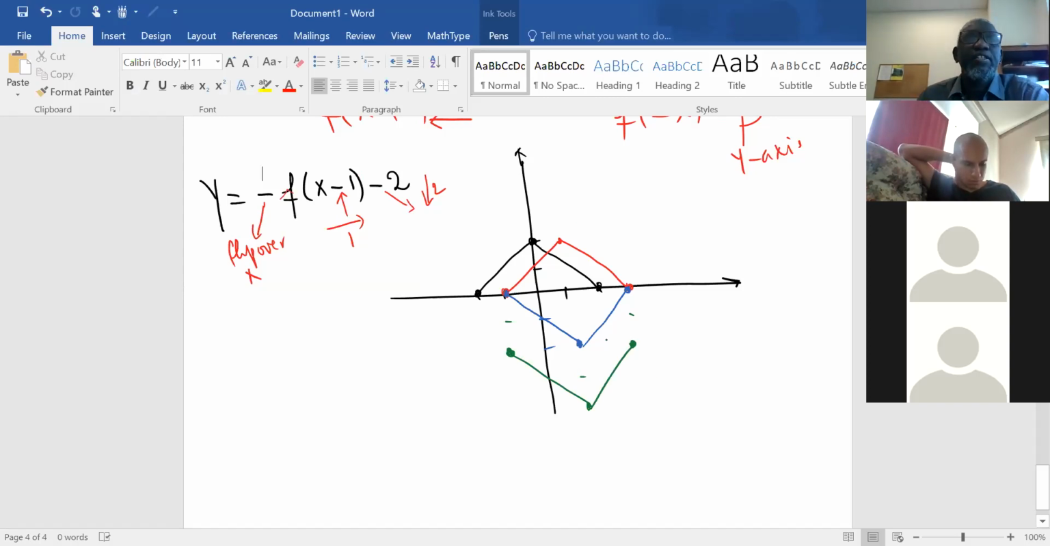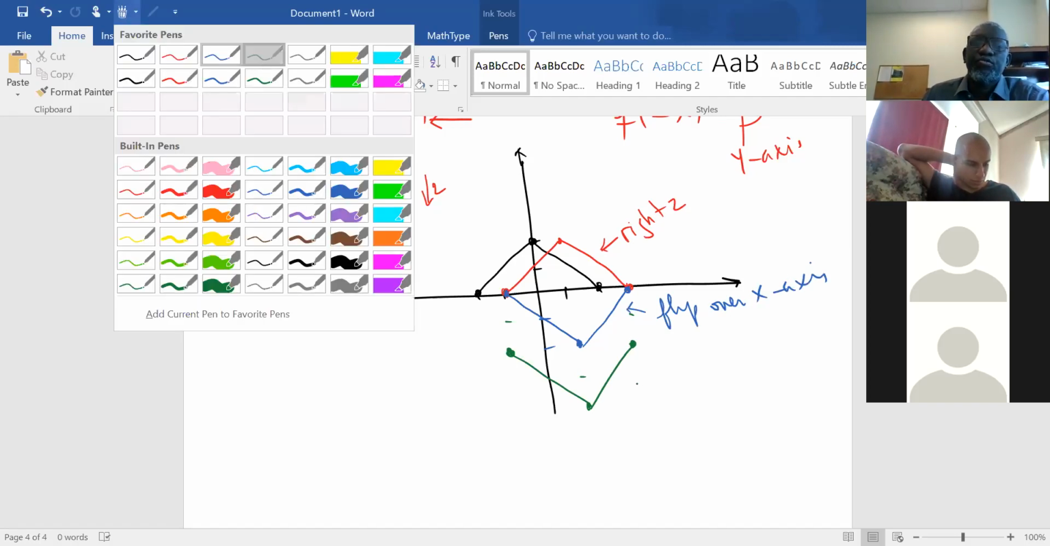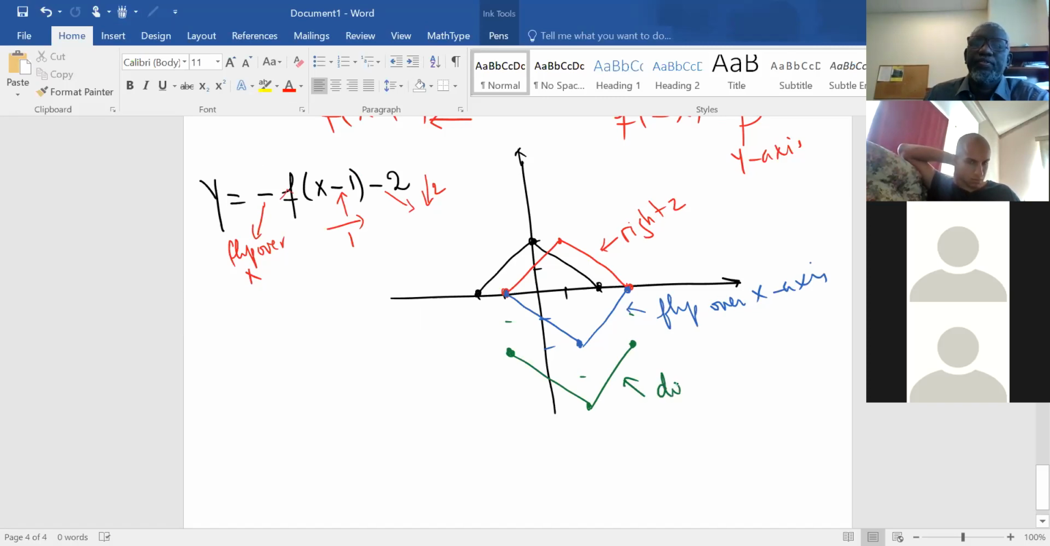So the red one is right 2. The blue one is flip over the x-axis. And then this one is down 2. I mean, it's right 1, I'm sorry. All right.